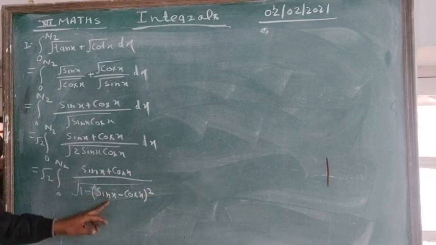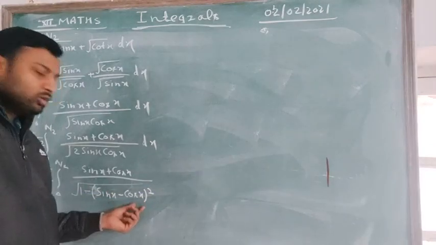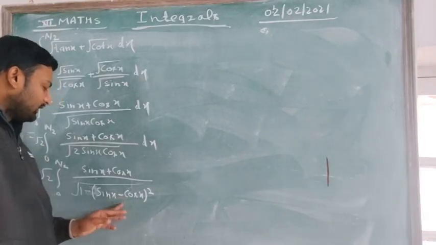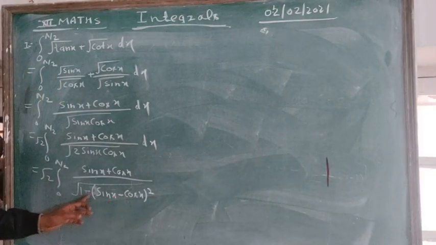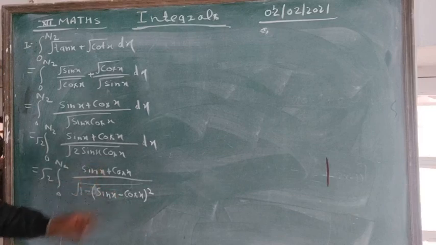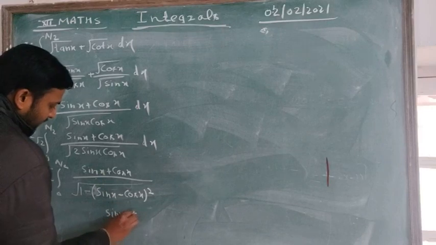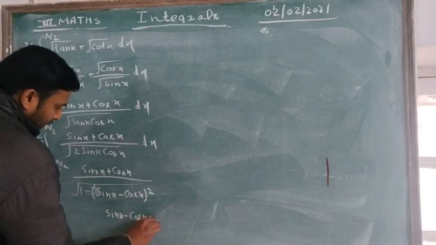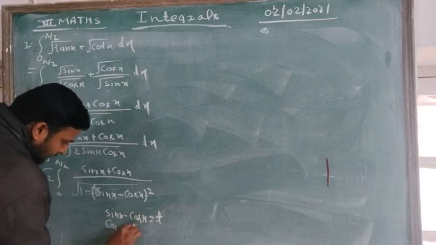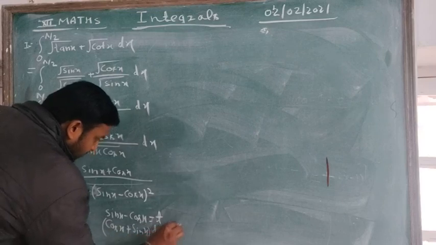Because when we expand this, we can write sin square theta plus cos square theta and minus 2 sin theta cos theta, and sin square theta plus cos square theta can be written as 1. So 1 and 1 will cancel, and this minus will change the sign into plus, so we get this part. Okay, so we suppose that sin x minus cos x is our t, so cos x plus sin x dx gives us dt, students.